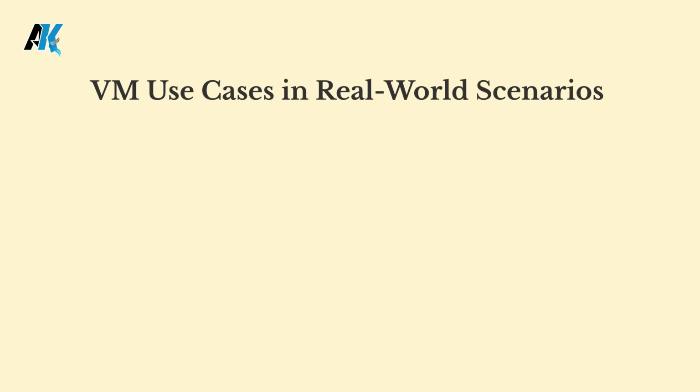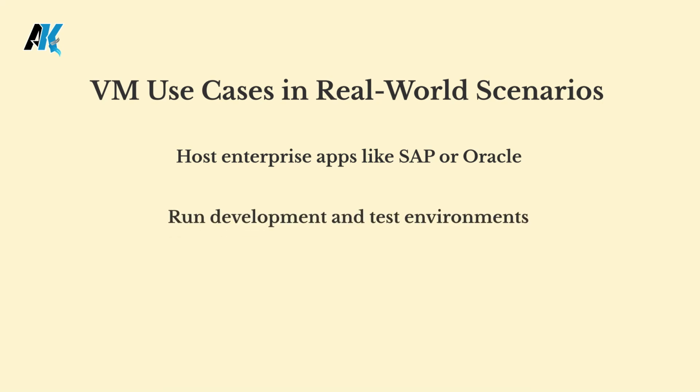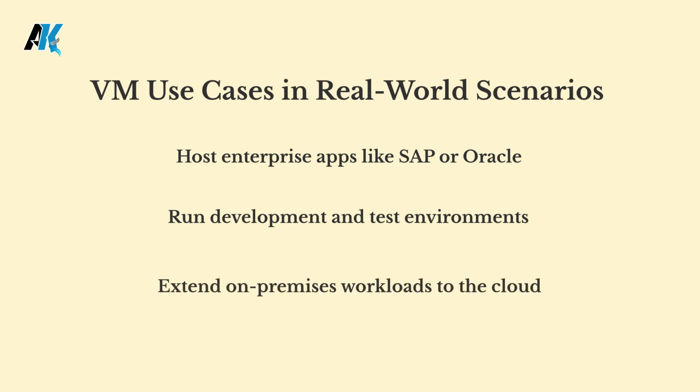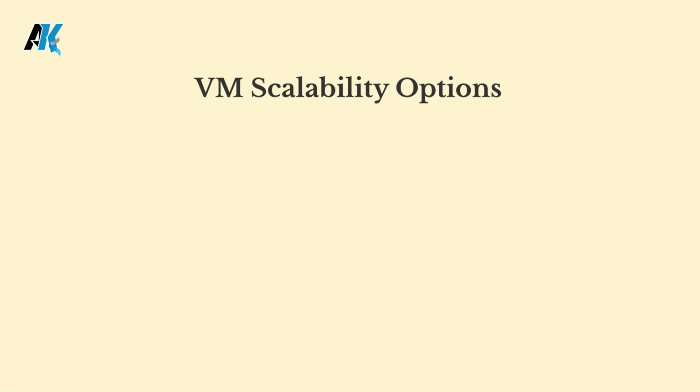Virtual machines are highly versatile and can be used to host enterprise-level applications such as SAP or Oracle. They are also commonly used for running development and testing environments, allowing teams to simulate production environments without investing in physical hardware. Another popular use case is extending on-premises workloads to the cloud, leveraging VMs for additional capacity during peak times. Azure Virtual Machine scale sets allow you to automatically increase or decrease the number of VMs based on demand.